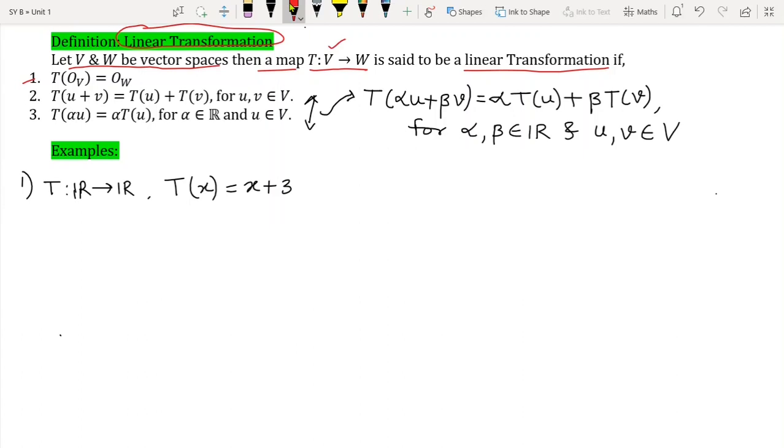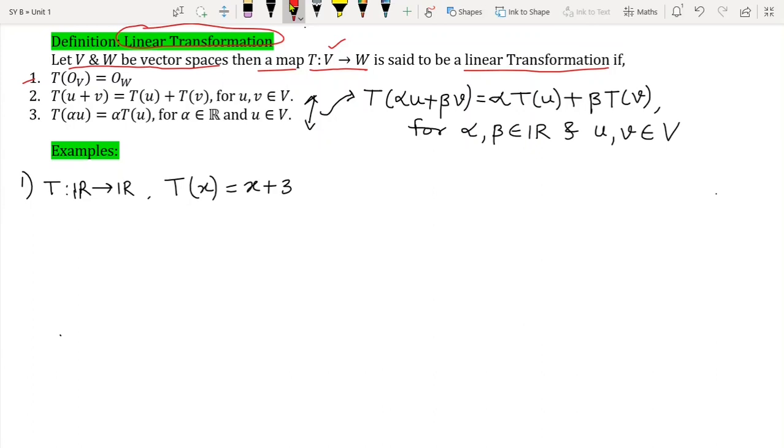Next, T of alpha u is equal to alpha times T of u for alpha belonging to R and u belonging to V. So this is also true for any alpha belonging to R, means any real number alpha, and any element of our vector space V.